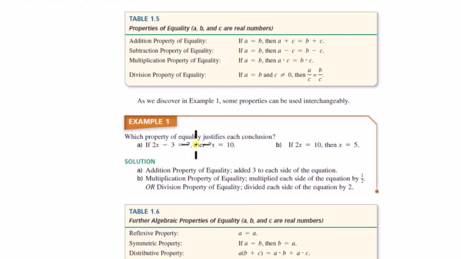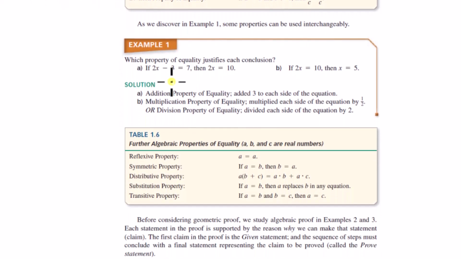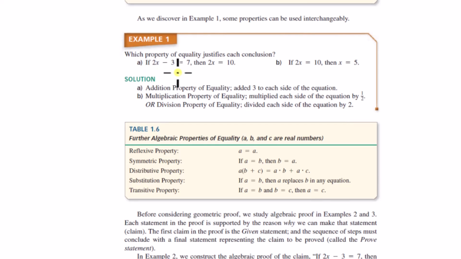All right, which property of equality justifies each conclusion? So if 2x minus 3 is equal to 7, then 2x is equal to 10. That's the addition property of equality. If 2x is equal to 10, then x is equal to 5. That's the division property of equality, or the multiplication property. So yeah, you could say either or. You could divide both sides by 2 or multiply both sides by 1/2. And that's what they meant by interchange. You can use properties interchangeably.